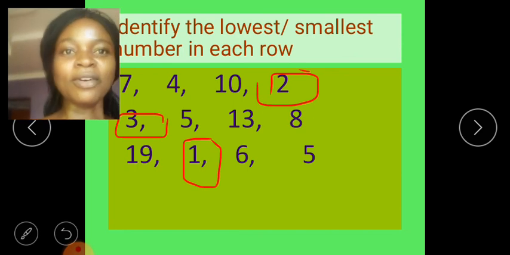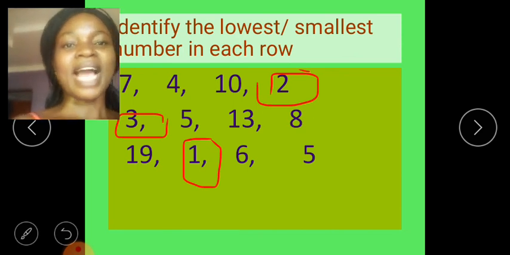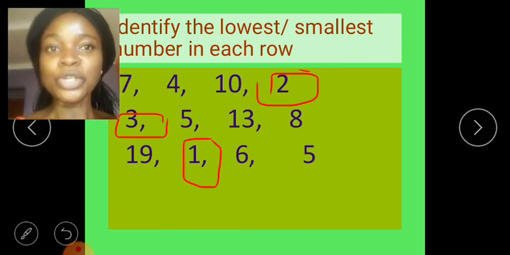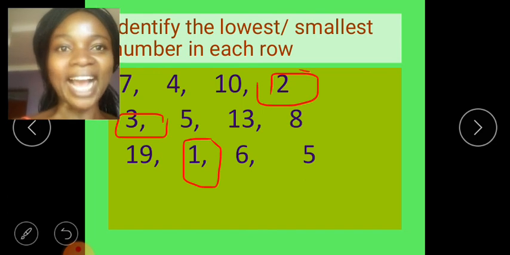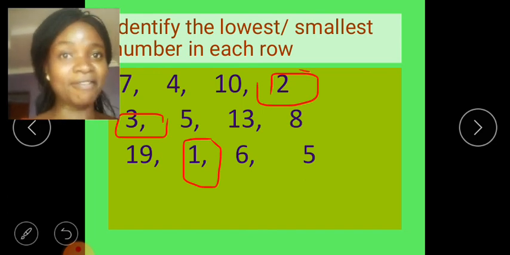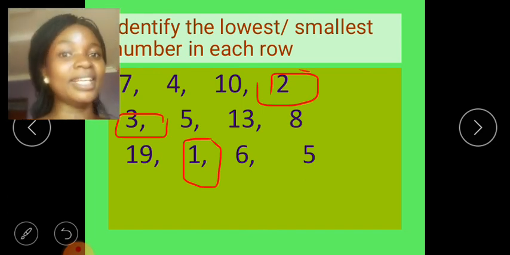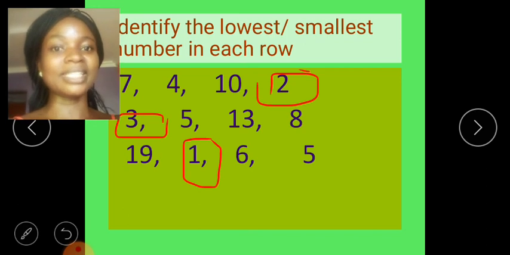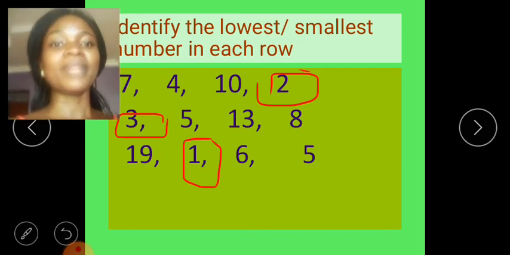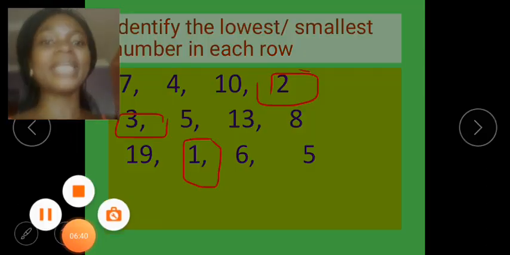Thank you for listening. I believe now you can identify your numbers, that is the highest number and the lowest number.